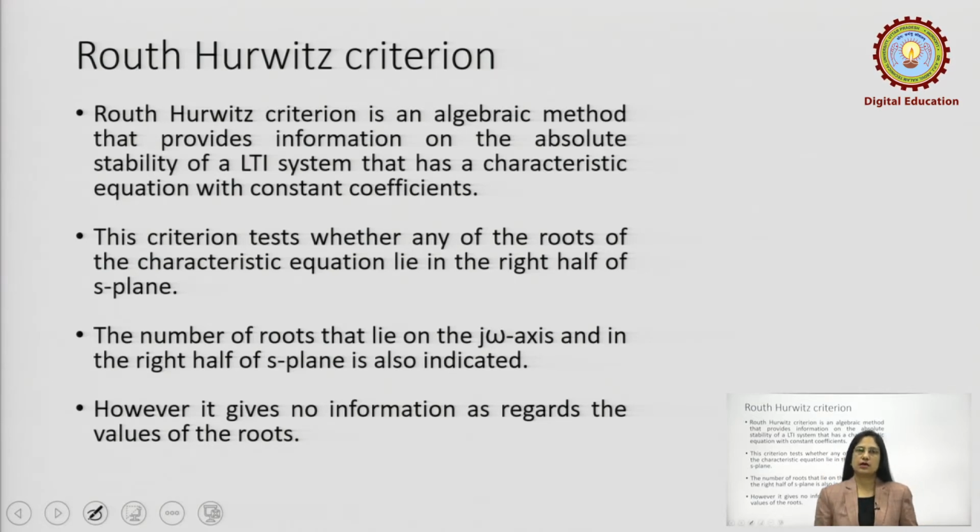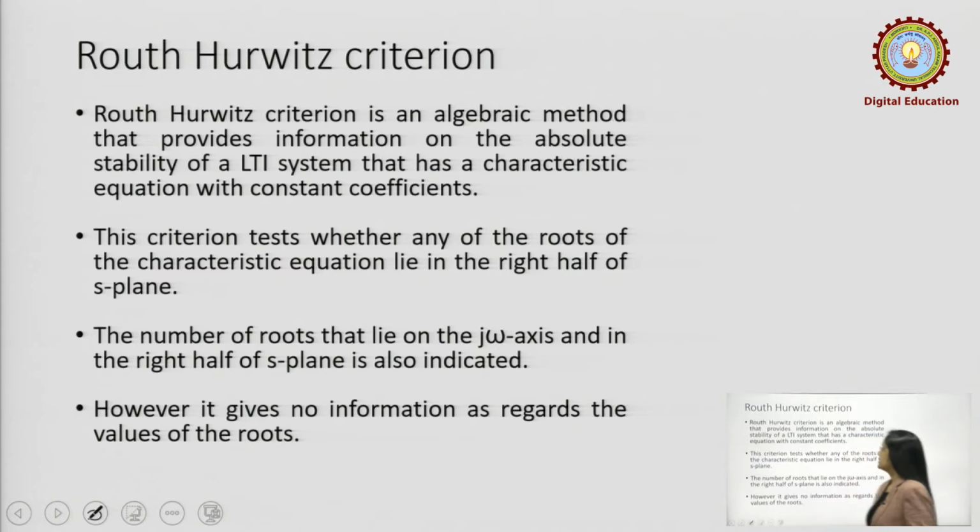but not all control systems are second order systems. The system could be higher than second order, and in that case finding the roots is difficult. Now, to decide whether the system is stable or not for a higher order system, there is one criterion, that is the Routh Hurwitz criterion.